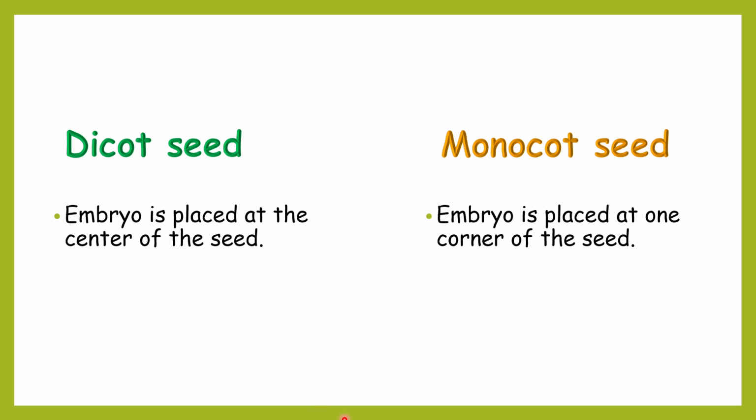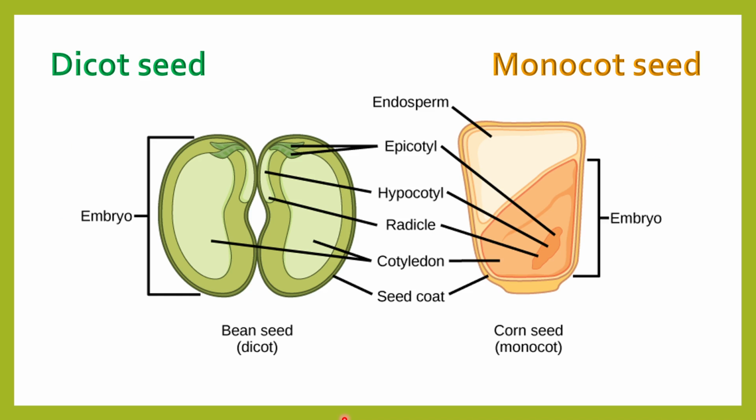Dicot seed, embryo is placed at the center of the seed. Monocot seed, embryo is placed at one corner of the seed. Here, in the monocot seed, the embryo is at one corner, and in the dicot seed, the embryo is at the center.